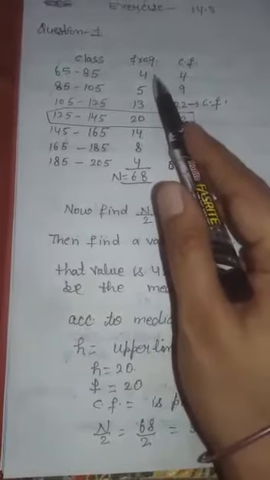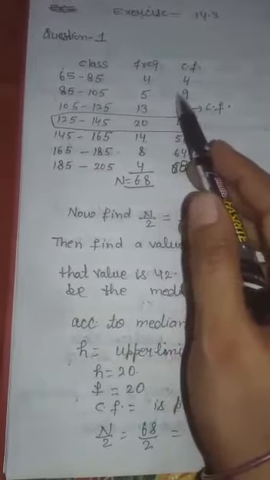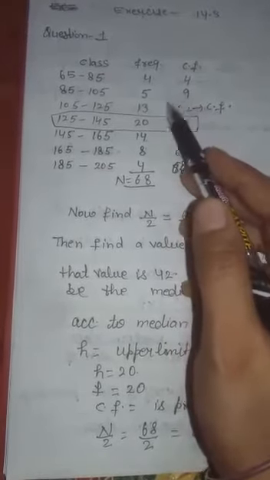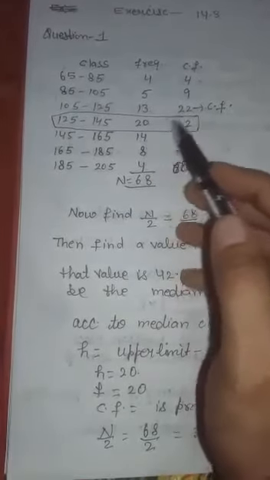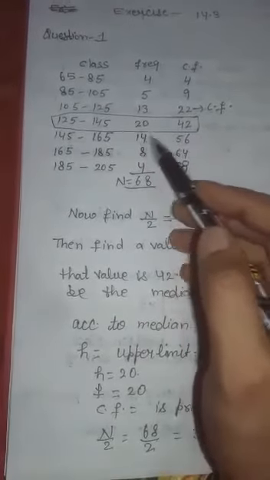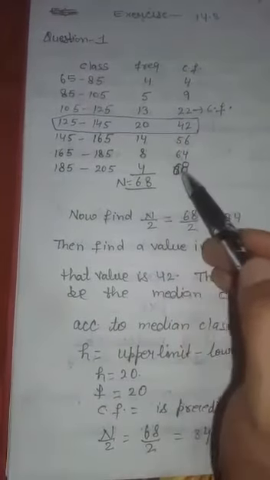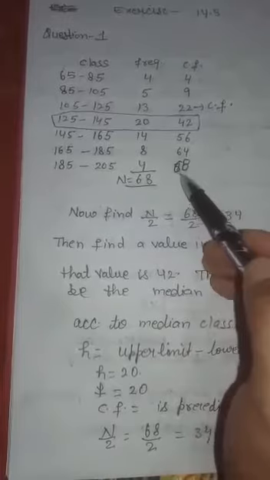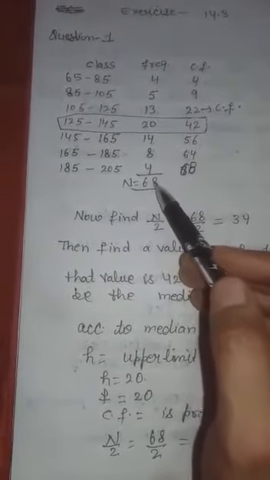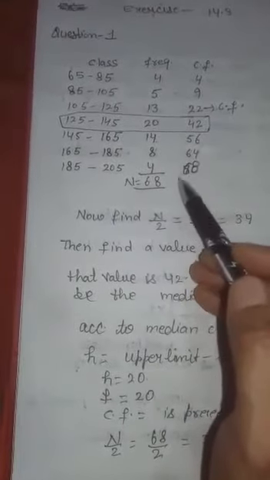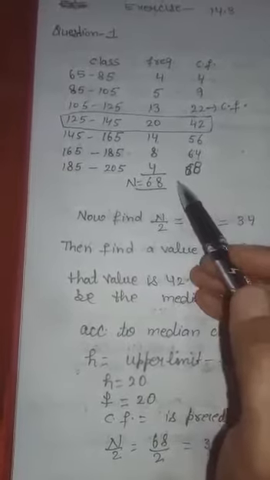First you must know how we have to find out this CF. In this case the first term will be as it is, 4. The next value is 4 plus 5 is equal to 9. To 9 add the next frequency: 9 plus 13 is 22, 22 plus 20 is 42, 42 plus 14 is 56, 56 plus 8 is 64, 64 plus 4 is 68. So the last term of this CF and capital N, the sum of frequencies, must be equal, and if these two values are not equal it means there is some mistake in our calculation.